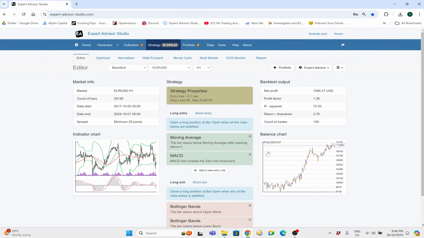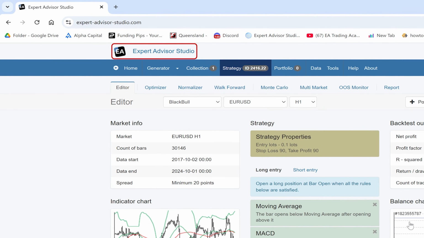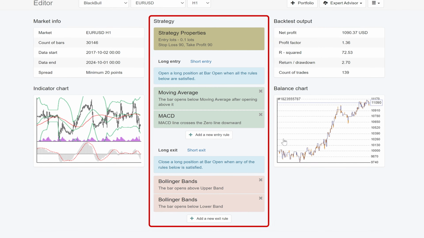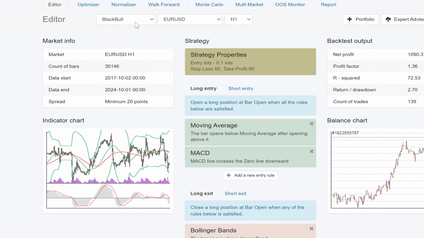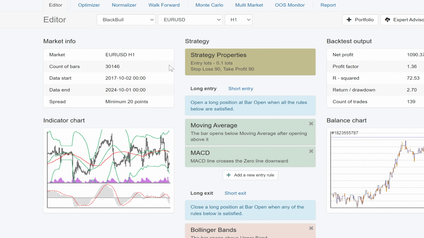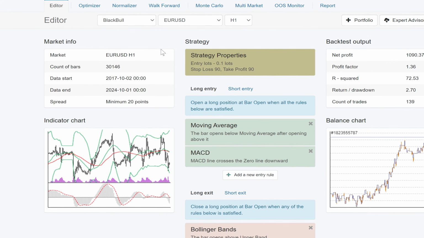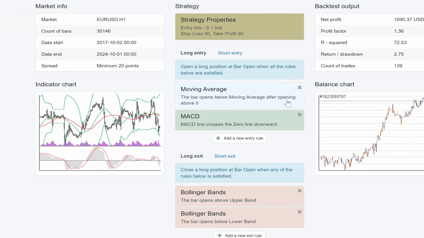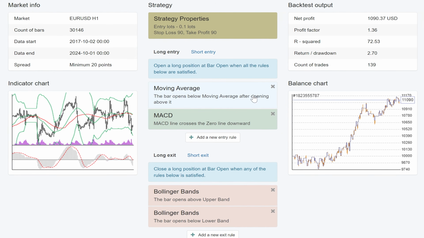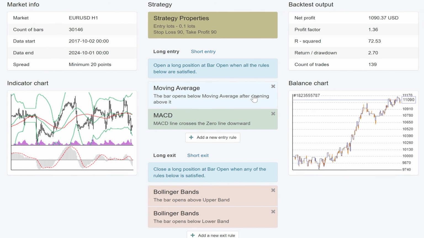I've imported the expert advisor into EA Studio, which is what I use to develop the strategy. It's quite a simple strategy. By the way, I've used Black Bull Markets data, so I would recommend using this strategy on Black Bull Markets and opening an account with them. This is on the EURUSD and it's the H1 time frame. It's not a high frequency scalping strategy, but it is scalping small profits from the market.